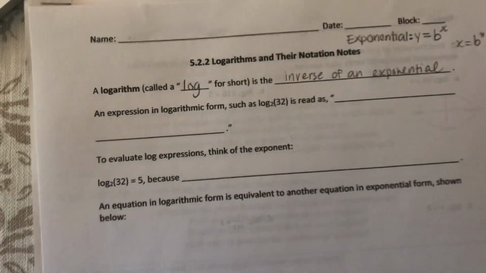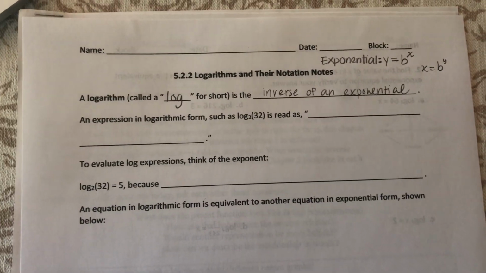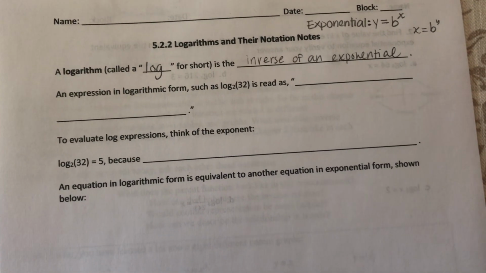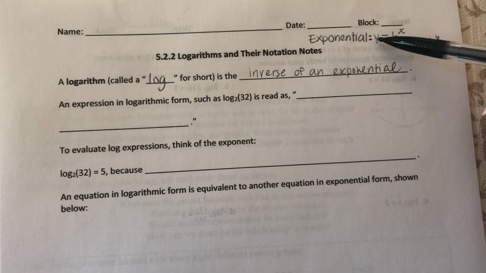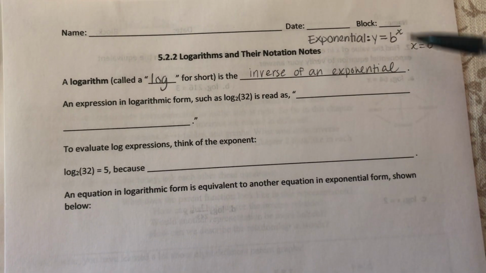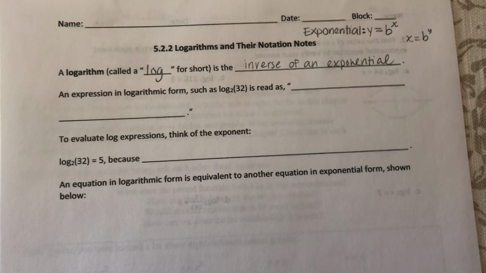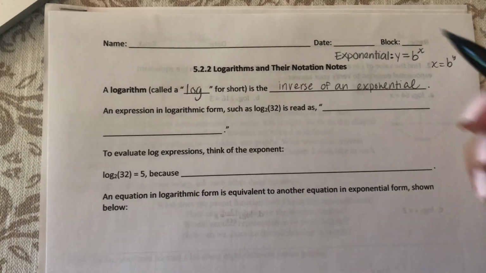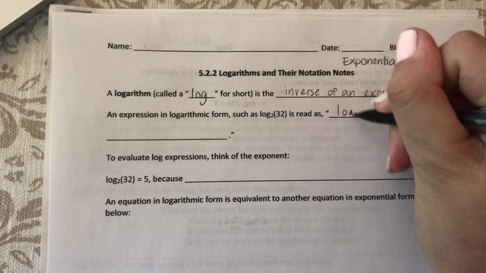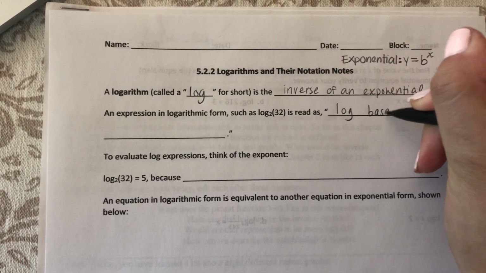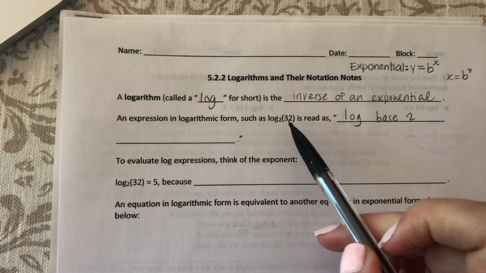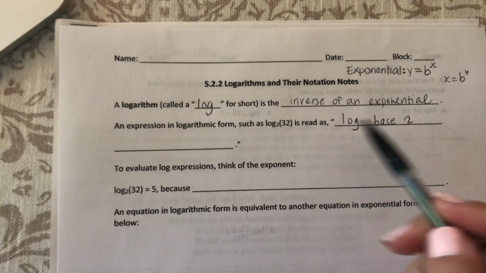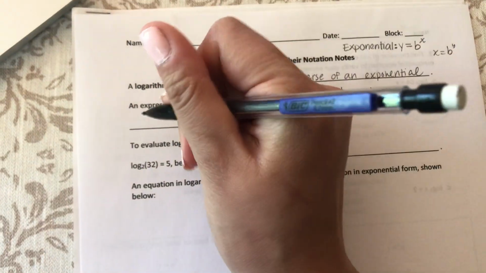An expression in logarithmic form, such as log 2 32. You're going to notice that logs have a lot of different numbers, and it's because there's basically 3 values here in an exponential. So logs basically have 3 values. If this was equal to something, it would have a third value. Something like this is read as log base 2. So this 2 is small for a reason. It's a subscript, and it's the base of the log. Log base 2 of 32.